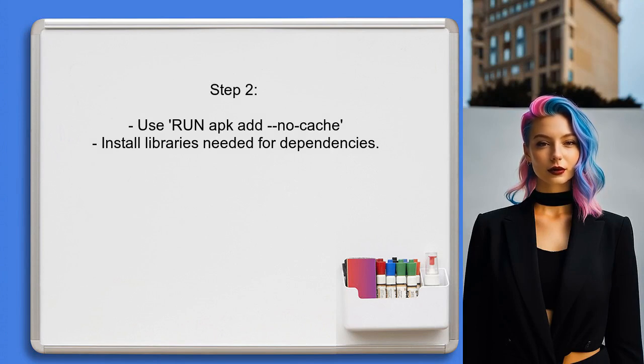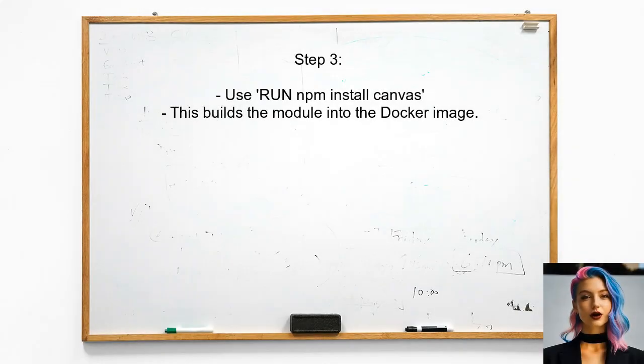This ensures that all dependencies for modules like Canvas are available during the build. Then add RUN npm install canvas to build the Node module directly into the Docker image. This way, it will be available in any container created from this image.